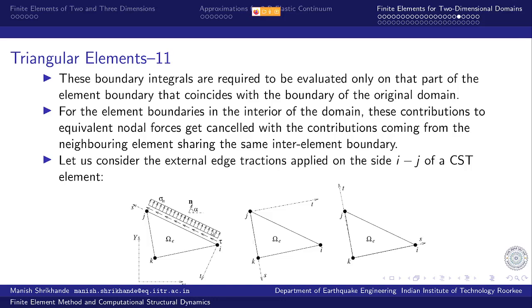So let us say any traction for two-dimensional, they can be resolved in two orthogonal components. One is tangential and one is normal. So let's call tangential to be denoted by shear component tau, and normal to be denoted by normal component sigma n, right? So let's say this edge ij coincides with the problem boundary as well, and the integral needs to be evaluated on this ij edge.